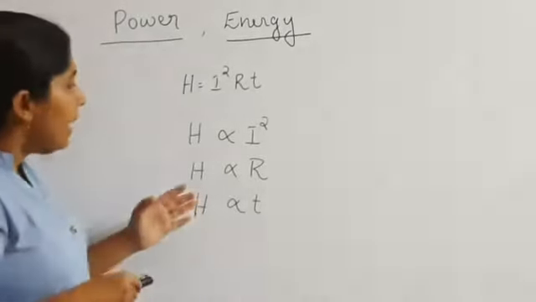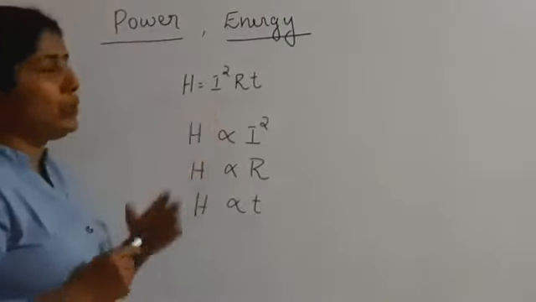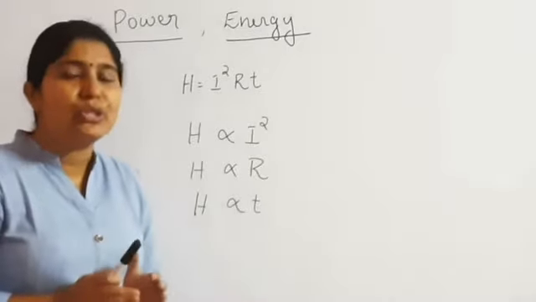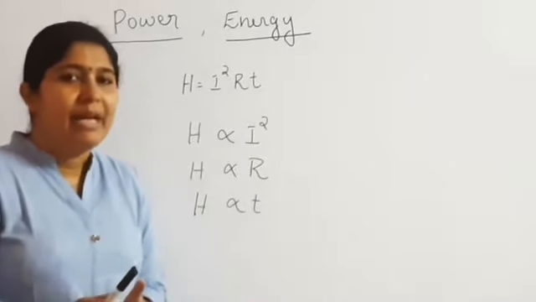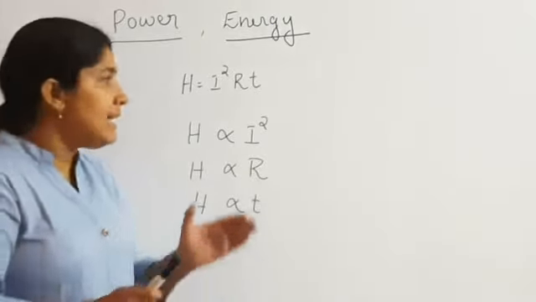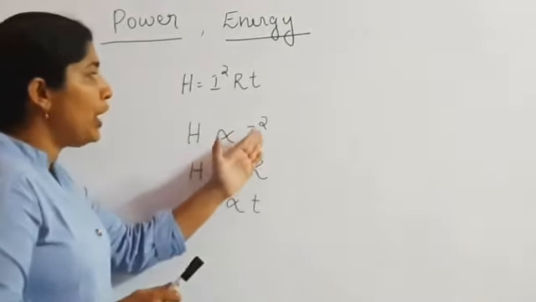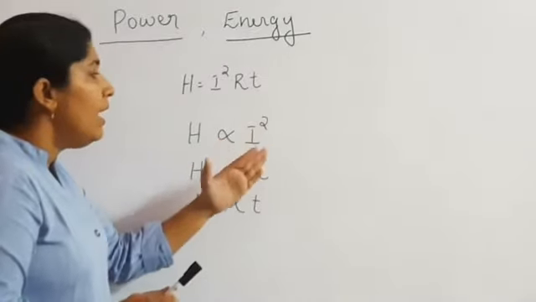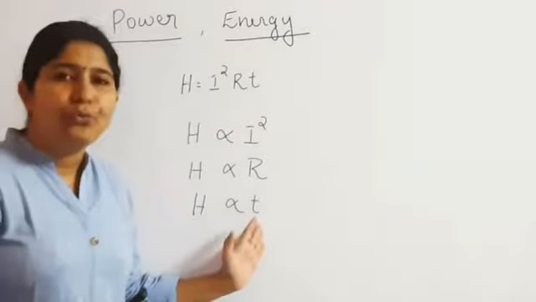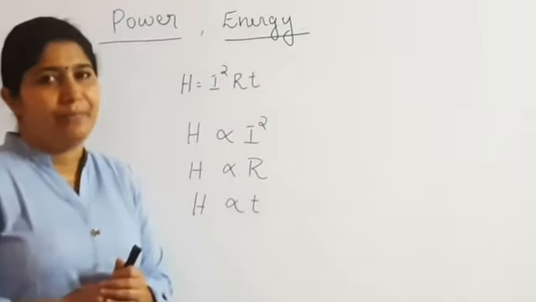Okay, and this law is known as Joule's law. Then how can we state Joule's law? Joule's law states that heating effect produced in a conductor is directly proportional to square of the current, resistance of the conductor, and time of flow of current through the conductor.